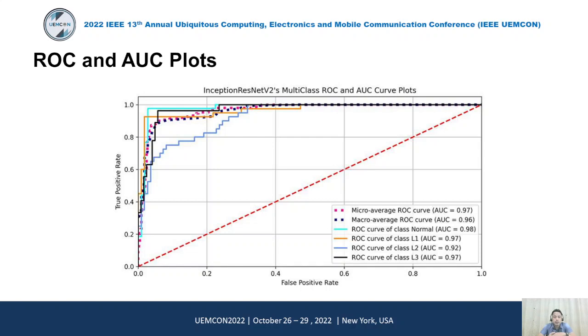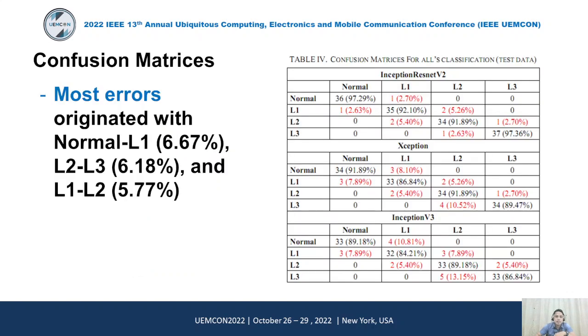In terms of classification quality, it is the same result. Based on the graph, it exceeds randomness. If you can see, most are beyond the random guessing line, the diagonal broken line, and it has AUC scores that signify it is accurate. In terms of confusion matrices, most errors originated from the L1 normal combination, L2 L3 with 6.18% and L2 L1 L2 with 5.77%.